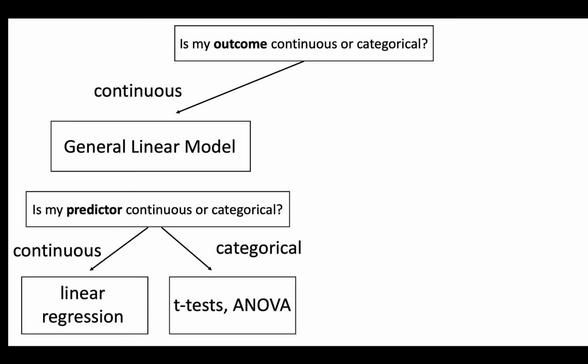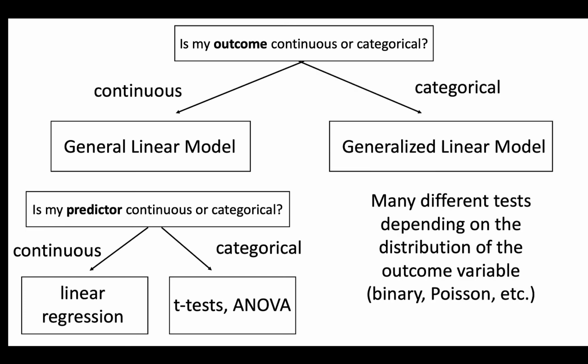Going back to the top of the decision tree, if our outcome variable is categorical or some other special case besides continuous, we will instead need to use the generalized linear model. Now, these two terms are very similar, general and generalized linear model. The general linear model is what we will most often use when we have a continuous outcome variable, and the generalized linear model is what we will most often use when we have a categorical or some other distribution for our outcome variable. The generalized linear model includes many different tests that differ based on the distribution of the outcome variable.